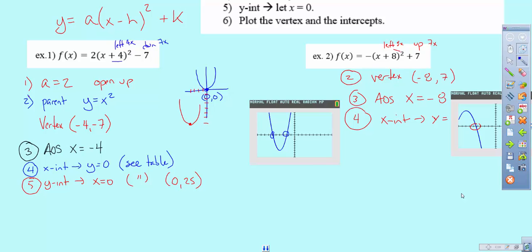Alright, another characteristic that they ask you about when you're taking a look at these quadratic functions is the domain and the range and the intervals of increase and decrease. And the domain and the range and the intervals of increase and decrease all go off your vertex.